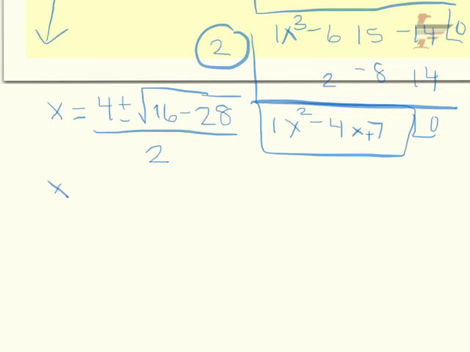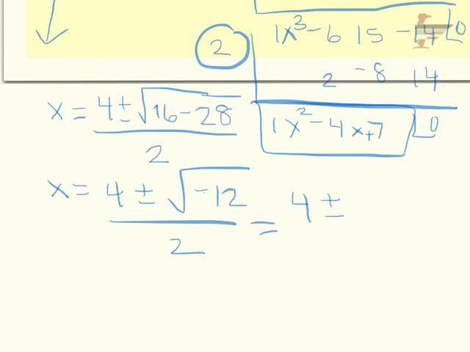And then if we simplify, 16 minus 28 is a negative 12, all divided by 2. And I know that negative 12, first of all, that's going to be imaginary, but I also know that 12 is 4 times 3, so that's going to be 2i root 3. And then this 2 divides into both of those. Don't forget that it's dividing into both of those.